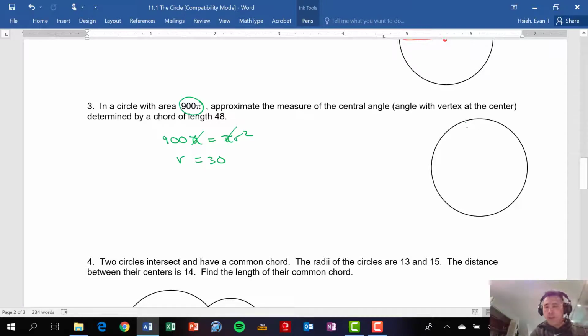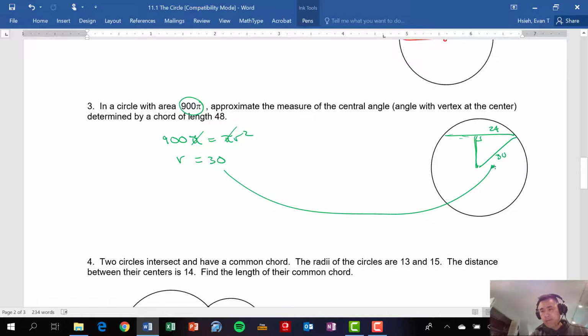So then I'm going to go ahead and draw my diagram in here. The chord has a length of 48. And I know I need to draw in the same type of diagram again. So I know that this is going to be 24 because this radius drawn perpendicular to the chord is going to split that chord in half. The radius we know is going to be 30 right here. And I can find that distance. What are we looking for here?